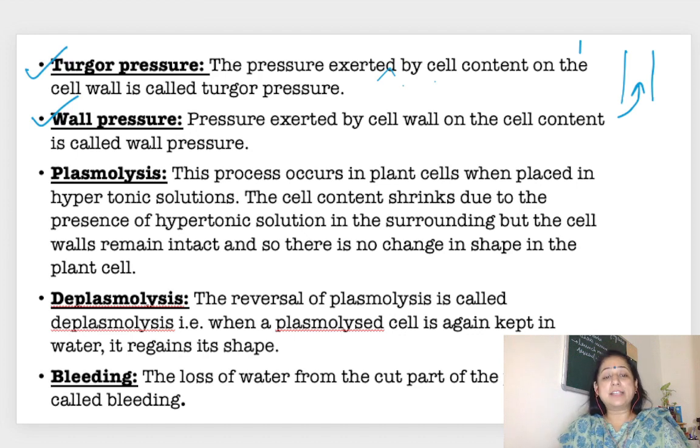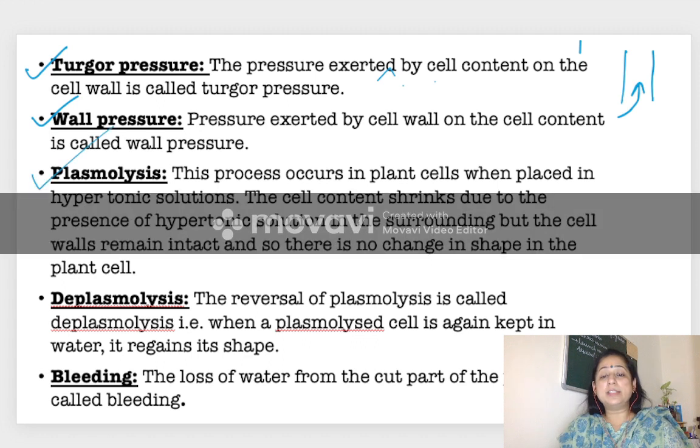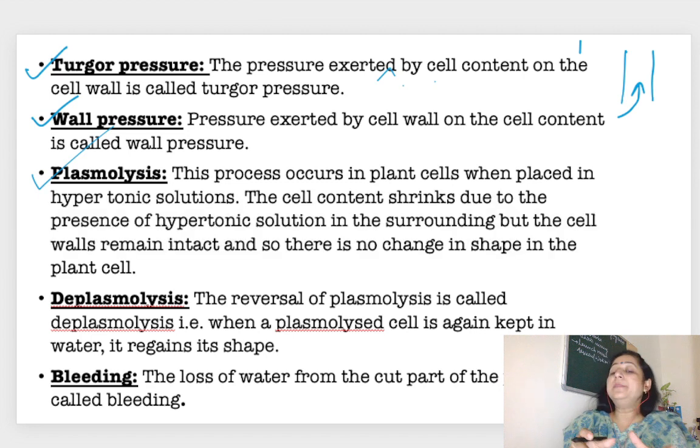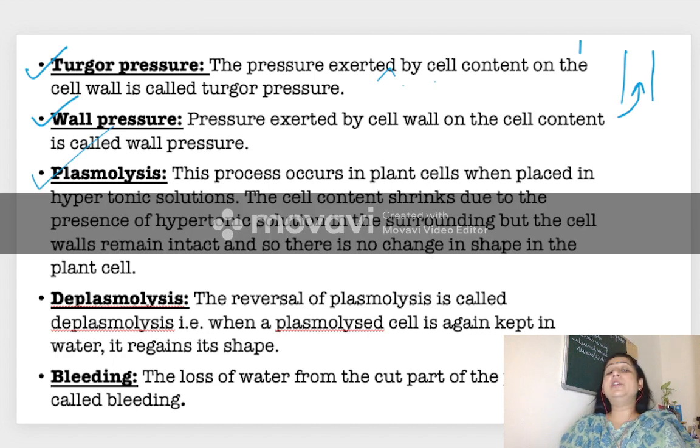Then we have the next definition, that is plasmolysis. Now what is plasmolysis? Plasmolysis, we have heard it in grade 9th also. When the plant cells shrink, it is known as plasmolysis. When we talk about animal cells shrinking, we call it shrinkage. But when the plant cells tend to lose water, we call it plasmolysis. We will be talking about plasmolysis and deplasmolysis when we talk about osmosis and the way the process of osmosis takes place.